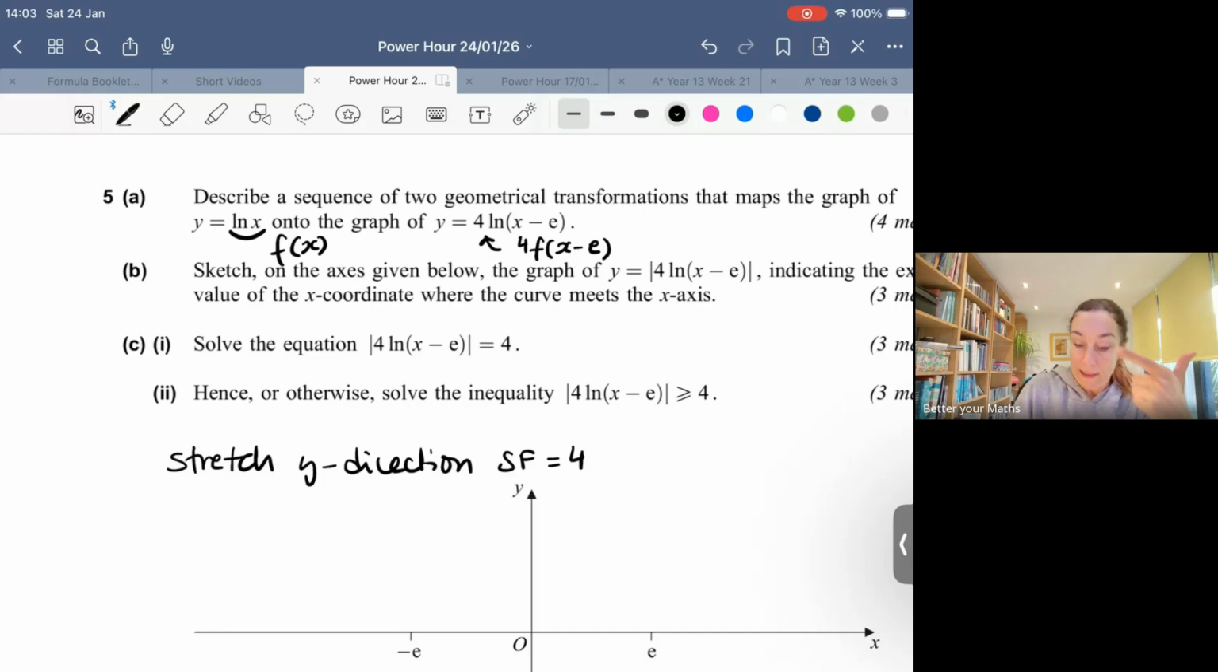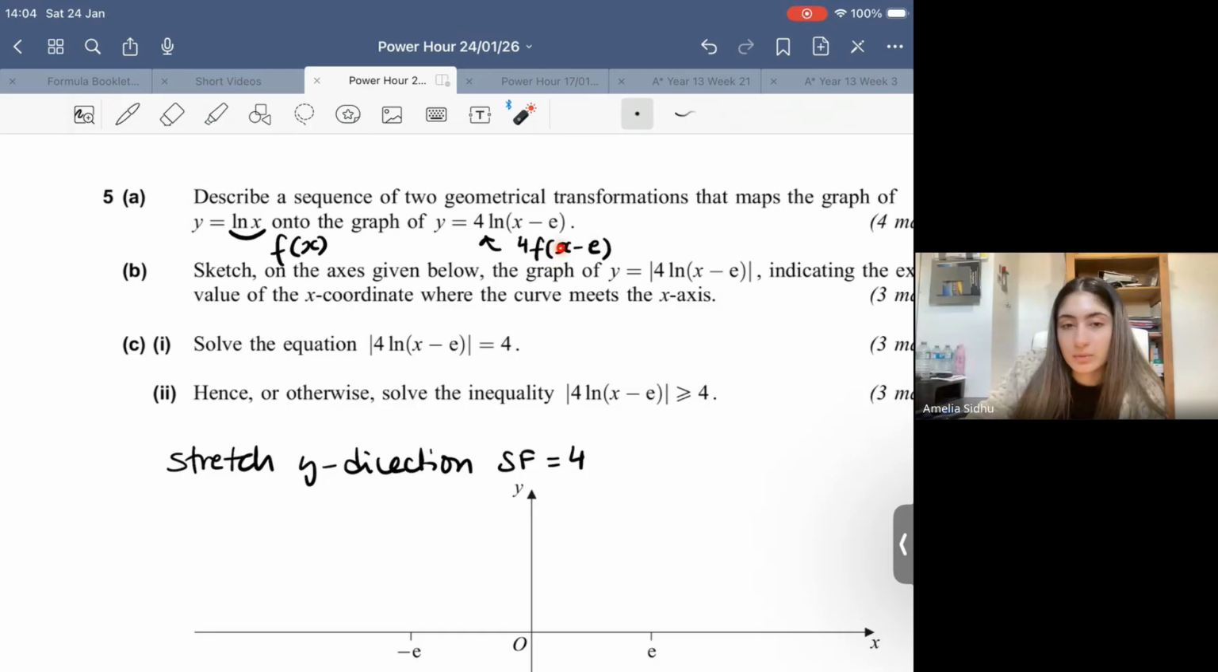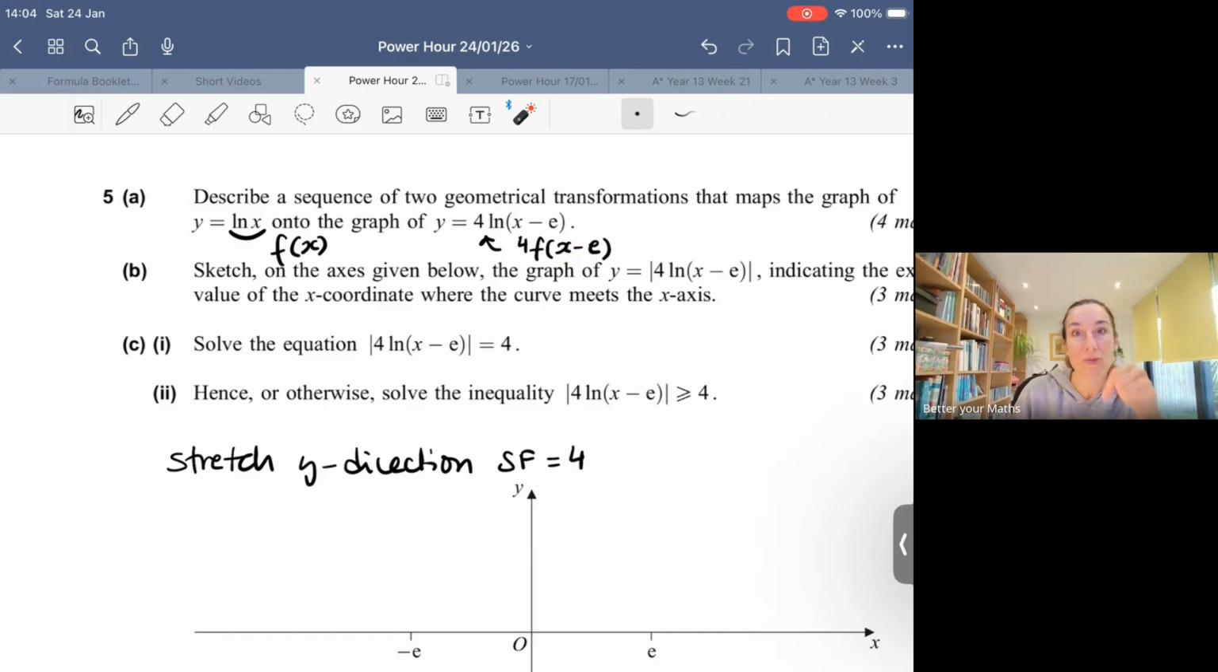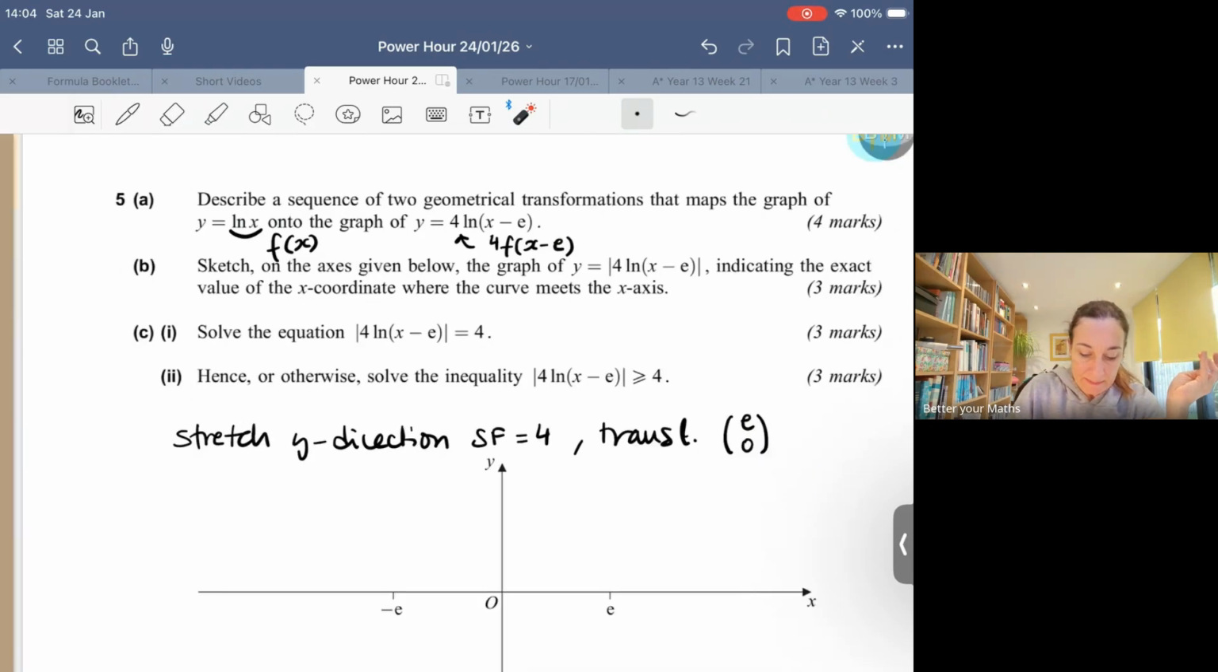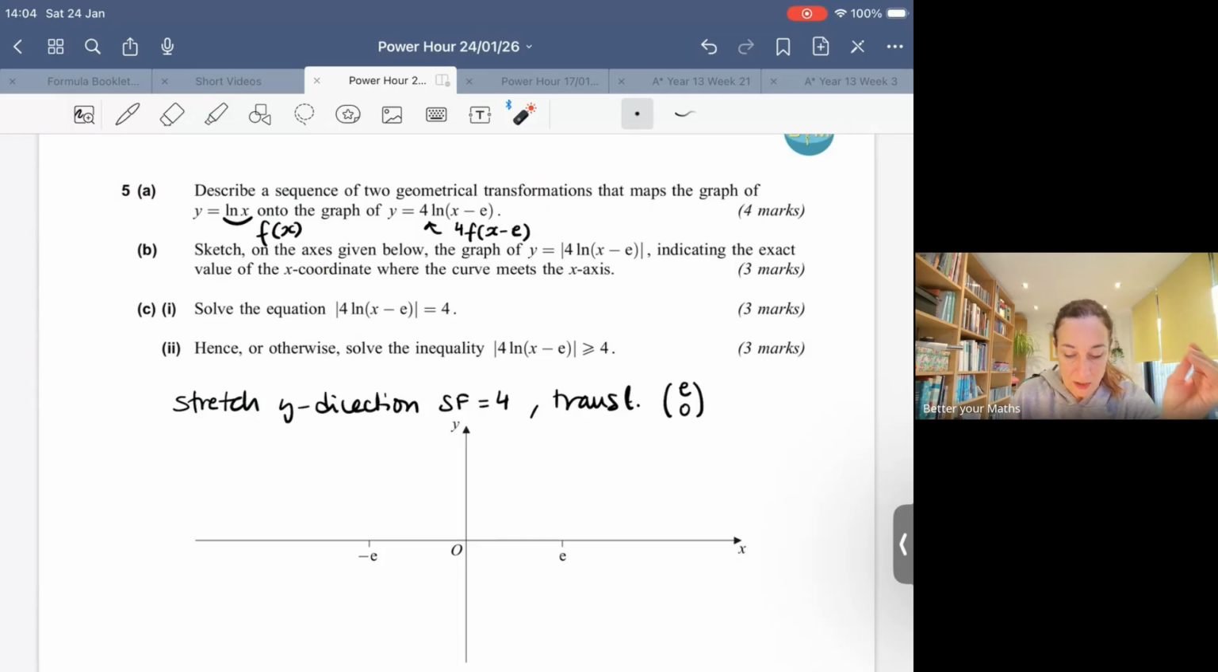And now I'm doing f of x minus e. What is that one, Amelia? It's a translation and it moves e to the right. Exactly, e to the right. So you can say it's a translation e to the right, or if you want, write the vector (e, 0). Remember, if it is minus e, it moves to the right, and my vector becomes positive. So the vector kind of makes sense. If it's right, it's positive. So these are the 2 transformations. They don't ask you to represent anything yet, just describe the transformations. Then a sketch on the axis given below.